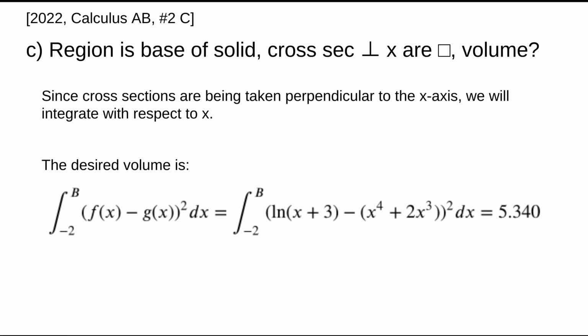dx. And again, it's a calculator active question, so we have this integral we need to evaluate. We're going to let our calculator do that work, and the volume would be 5.340.